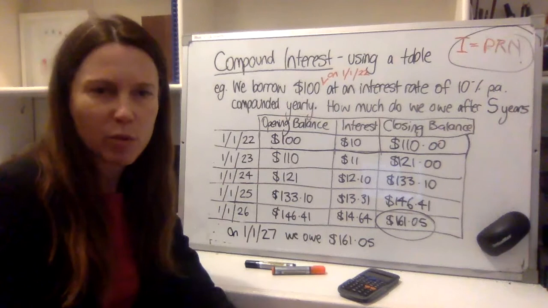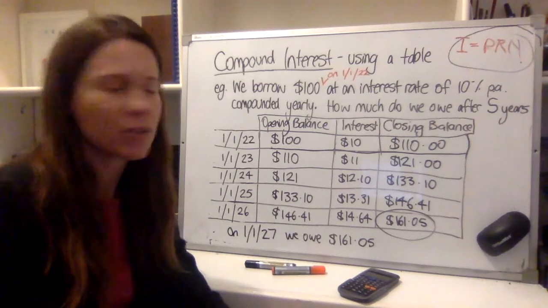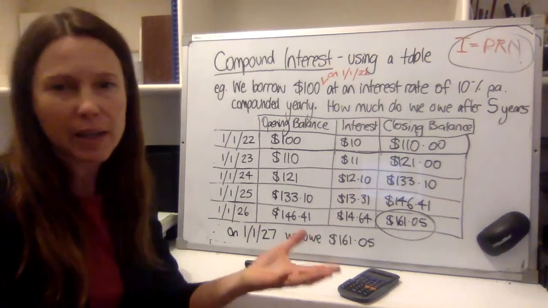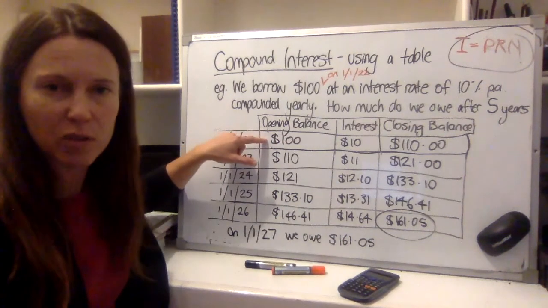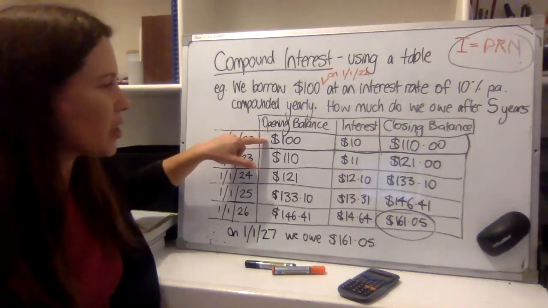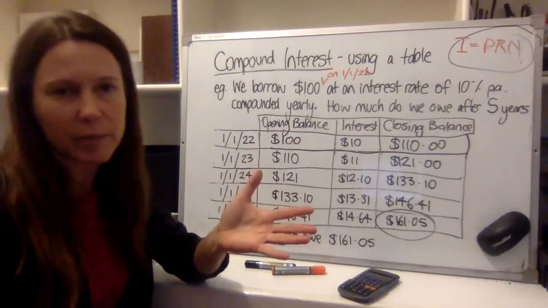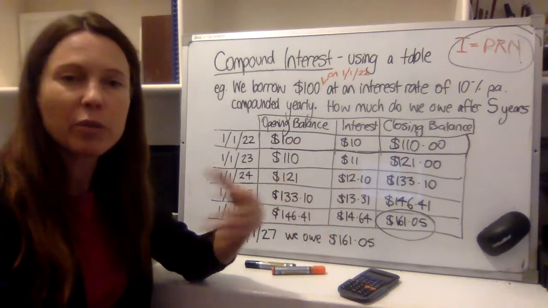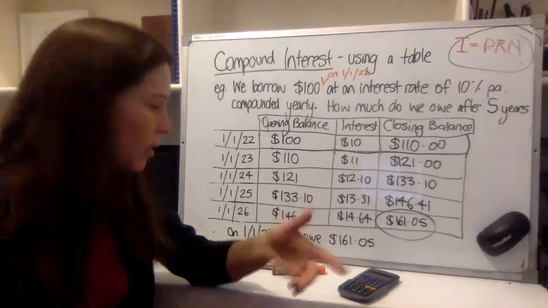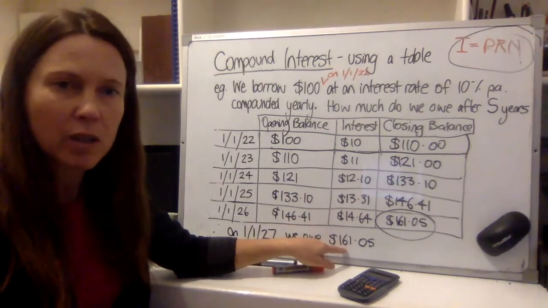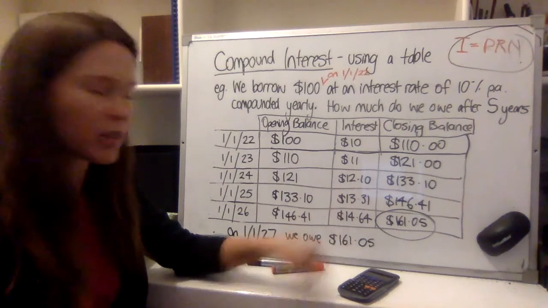Let's think about what would have happened if this wasn't a compound interest situation, but if instead we'd just been charged 10% of $100 every time for those 5 years. Well, we would have been charged $10 5 times. That's $50. So we would have owed the $100 we borrowed, plus 50, we'd be owing $150. So it wouldn't be quite as much as it would be with this compound interest.